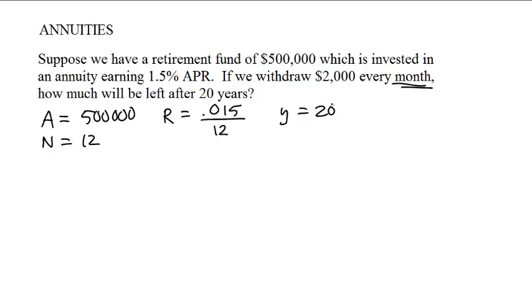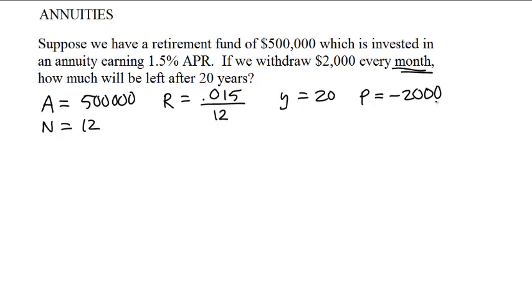And what else do we need? We need the P. And here's the difference. Now, it's not like we have $500,000 in the bank and we're putting in another $2,000 every month. We are taking out $2,000. And so P is now a negative number. P is drawing down from A.